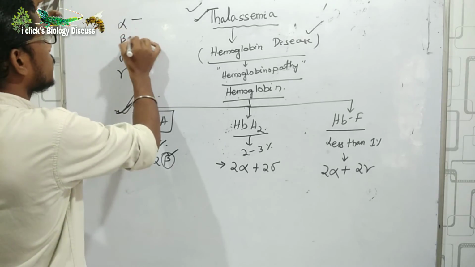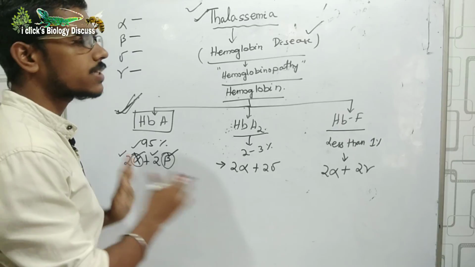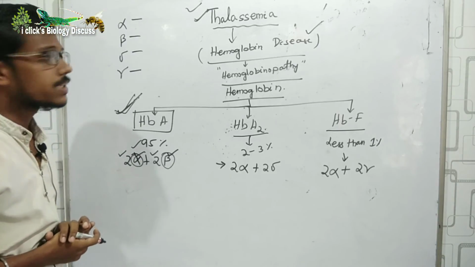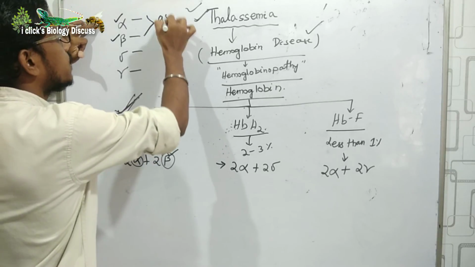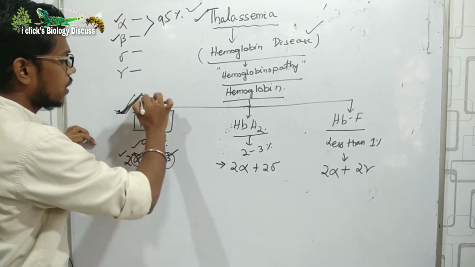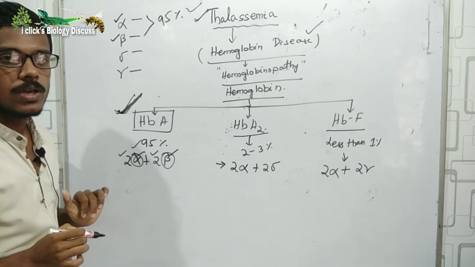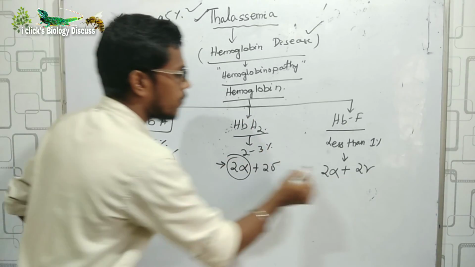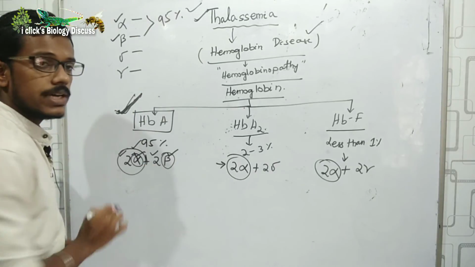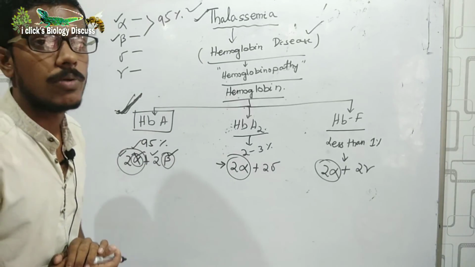These are the 4 different types of globin chains. They are associated with the hemoglobin, right? Alpha and beta globin chains contribute 95% in case of HbA type of hemoglobin. Whereas in every type of hemoglobin, there is presence of alpha globin chain. The alpha globin chain is common.